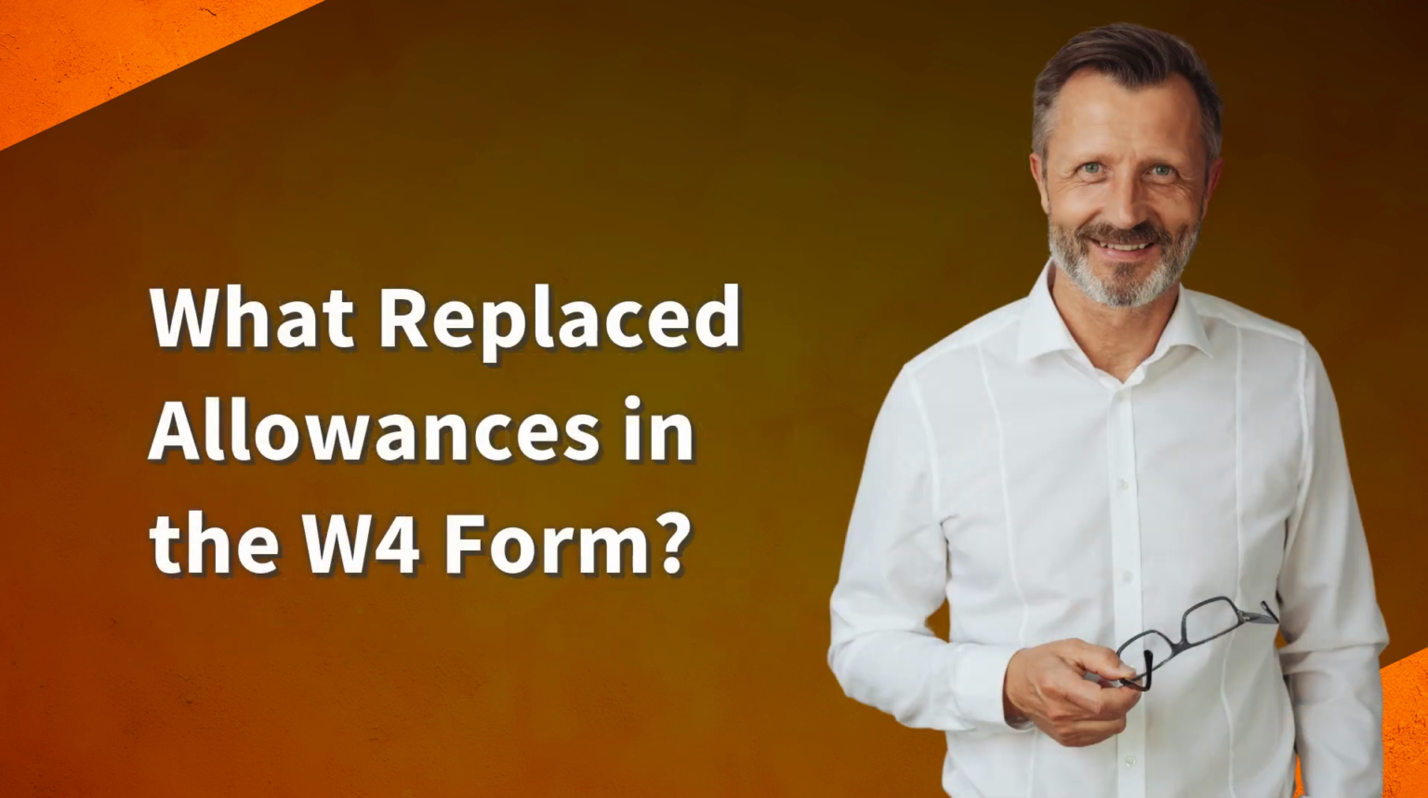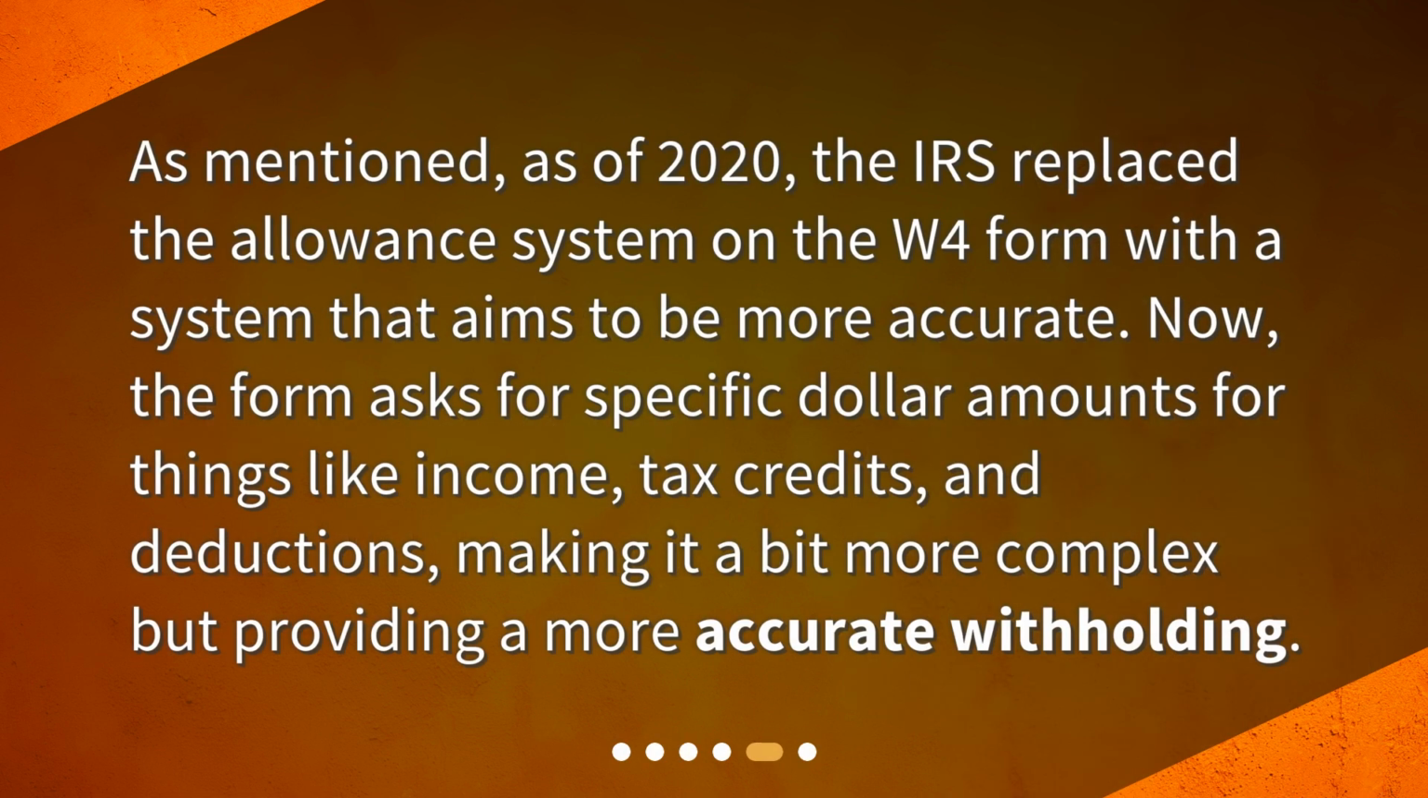What replaced allowances in the W4 form? As mentioned, as of 2020, the IRS replaced the allowance system on the W4 form with a system that aims to be more accurate. Now, the form asks for specific dollar amounts for things like income, tax credits, and deductions, making it a bit more complex but providing a more accurate withholding.